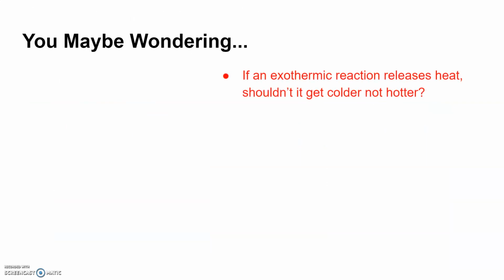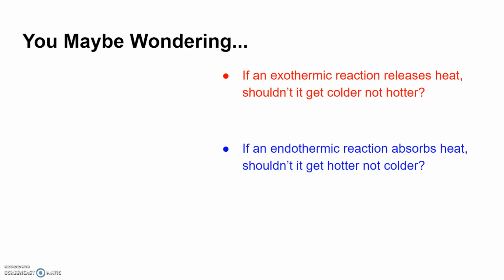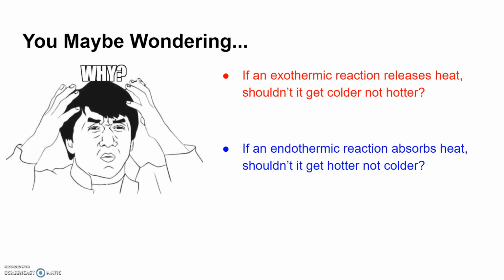So you may be wondering, wait a second. Exothermic reactions release heat, right? So if the reaction is releasing heat, shouldn't it get colder, not hotter? And an endothermic reaction, it absorbs heat, so shouldn't it get hotter, not colder? Now, if you're not wondering this, then great. But if you are wondering this, I just want to explain why that is.